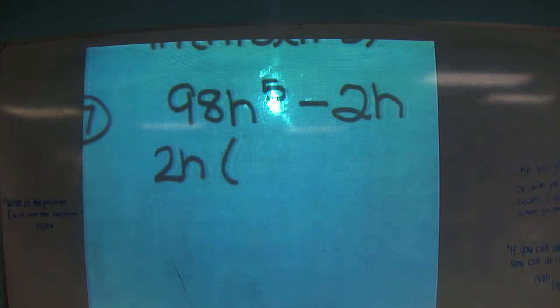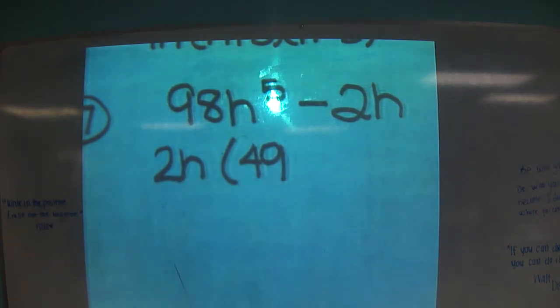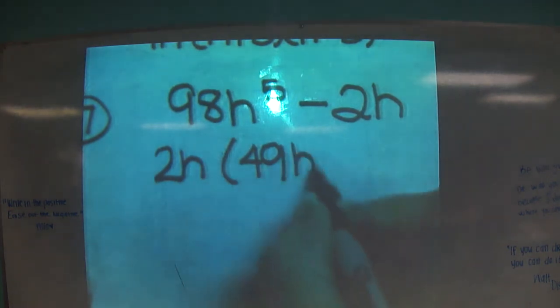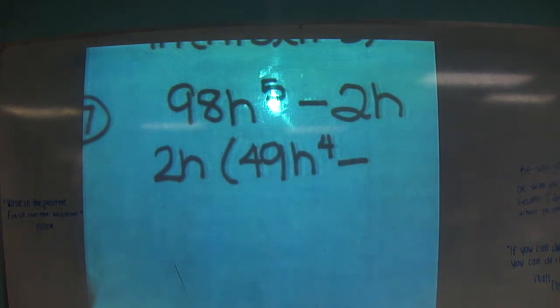2h times what is 98h to the 5th? 4. Okay, what's half of 100? 50. What's 1 less? 49. Isn't that what 98 divided by 2 is? Yeah. Okay. And if you take 1h out of h to the 5th, what do you have left? H to the 4th. Minus 2h times what is 2h? 1.